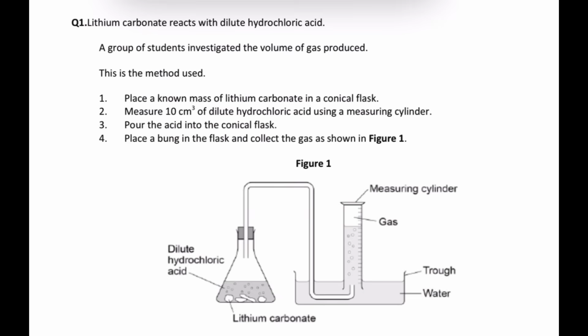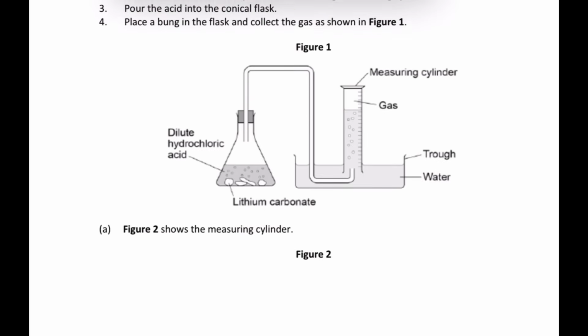Question 1. Lithium carbonate reacts with dilute hydrochloric acid. A group of students investigated the volume of gas produced. This is the method used. Number 1. Place a known mass of lithium carbonate in a conical flask. Number 2. Measure 10 cm cubed of dilute hydrochloric acid using a measuring cylinder. Number 3. Pour the acid in the conical flask. And number 4. Place a bung in the flask and collect the gas shown in Figure 1.